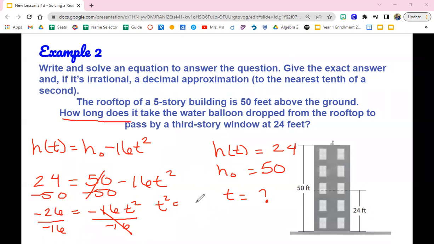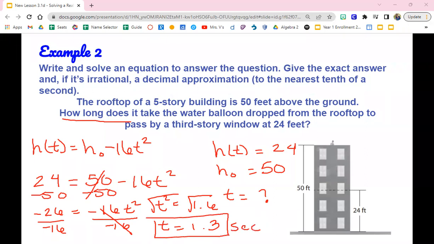Positive 1.6. Now my next step is to square root. I'm left with t equals, what is the square root of 1.6? Should be 1.26, or 1.3. And it takes 1.3 seconds to fall from 50 stories all the way to the 24 feet or the 3rd story window. Not too bad, right? Not too bad.